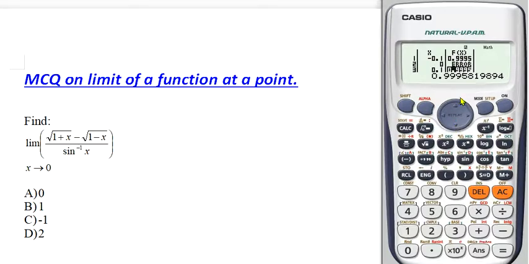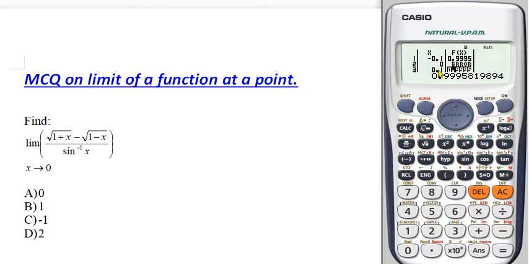Okay, and let's go to 0.1. Here 0.999. Okay, here we have just approached. Let me just minus 0.1, which means we have just taken the value of x very close to 0 from the left hand side, and the result is here, the limiting value is 0.999, which is nearly equal to 1.